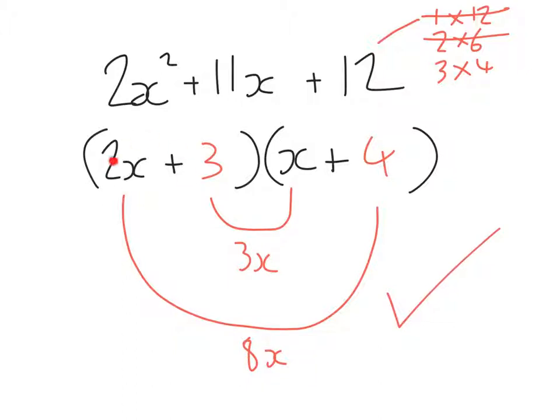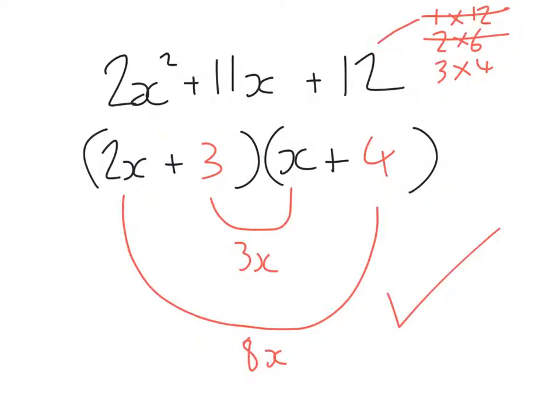Now you can multiply out 2x plus 3 times x plus 4. 2x by x is 2x squared. 2x by 4 is plus 8x. 3 by x is 3x. And 3 by 4 is 12. And putting all that together will give you 2x squared plus 11x plus 12, if you just want to check is that right. So the factors of 2x squared plus 11x plus 12 are 2x plus 3 and x plus 4.